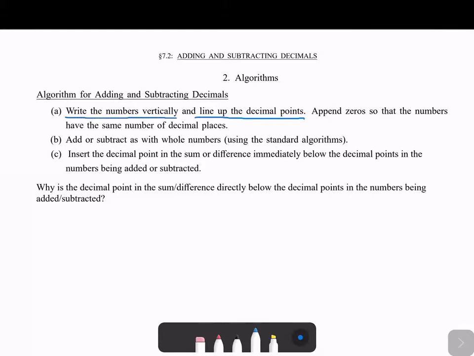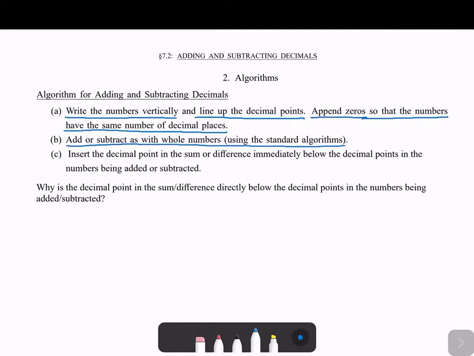We then, and this is also new, append, which just means add to the end, add zeros so that the numbers have the same number of decimal places. For example, if we were looking at 3.2 minus 1.745, those have a different number of decimal places, so we want them to be the same. Then we just add or subtract as whole numbers using the algorithms from chapter 3.